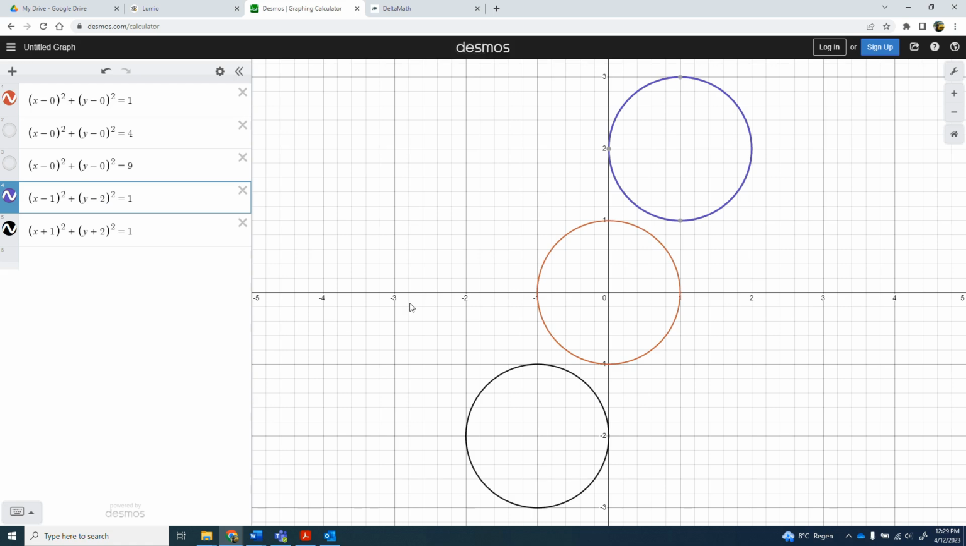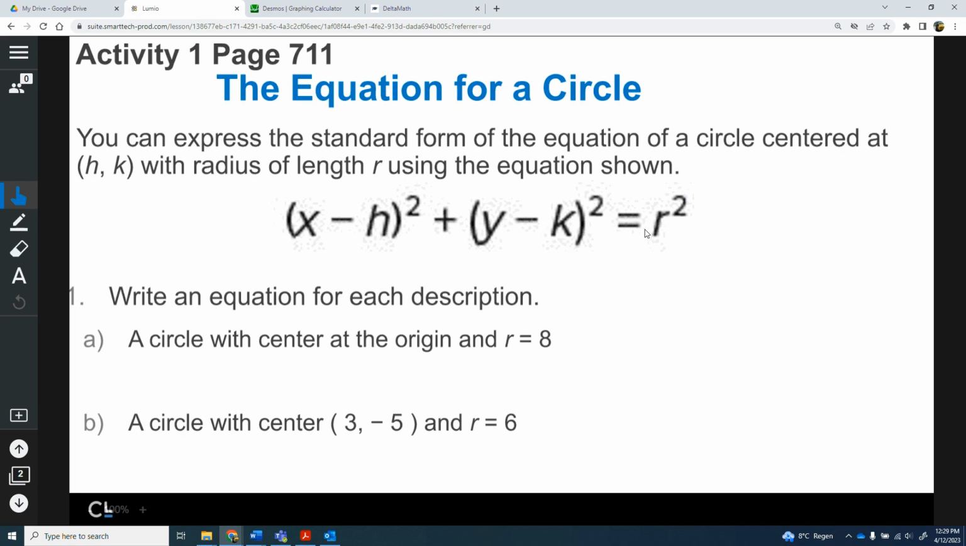So to recap, the number r squared, if you see a number, the radius is its square root. The h is the amount it goes in the x direction, which would be left and right, and it's going to move the opposite of the sign. And then the k is the y number, up and down, and both h and k would be the coordinates for your center.